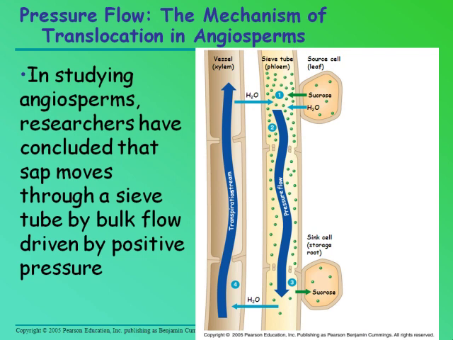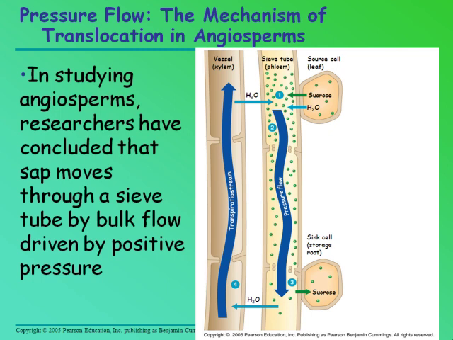In studying angiosperms, flowering plants, researchers have concluded that sap moves through a sieve tube by bulk flow driven by positive pressure. So here's the transpirational pull up the xylem. Here's the pressure down here, from greater to lower. So sucrose in, water in, hydrogen ions in, and this out.